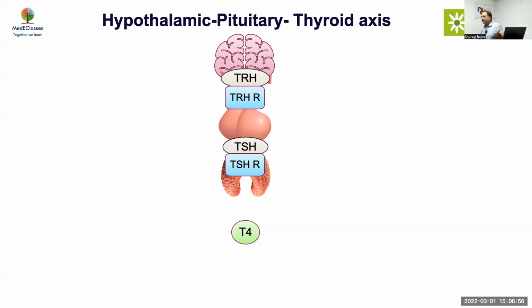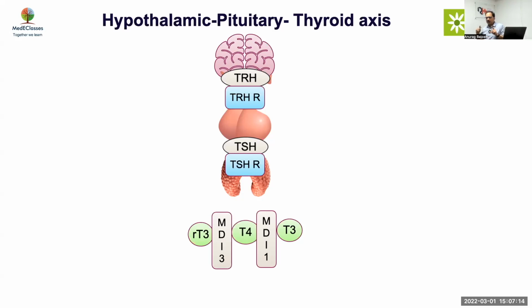It has to be activated using monodeiodination. You have 4 iodines, and you have to remove 1 iodine. If you remove it from the outer ring, you get the active form, which is T3. If you remove iodine from the inner ring, you get the inactive form, which is reverse T3. And this is a very important mechanism.